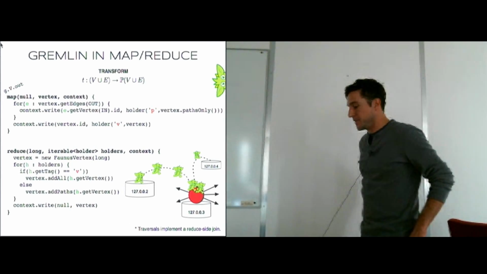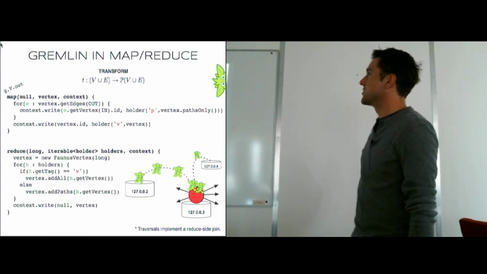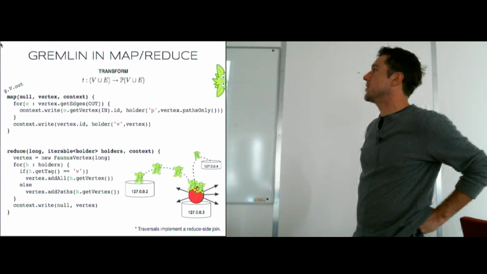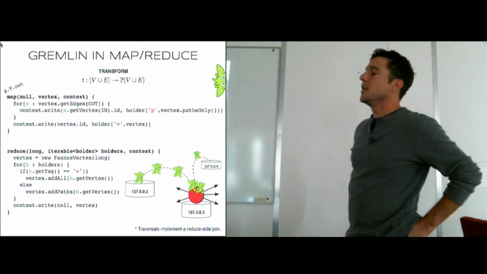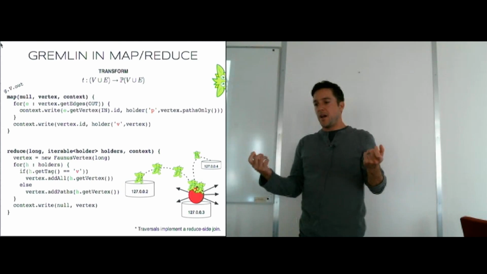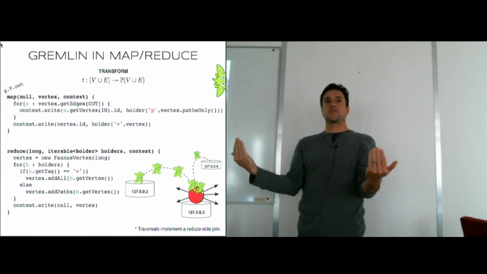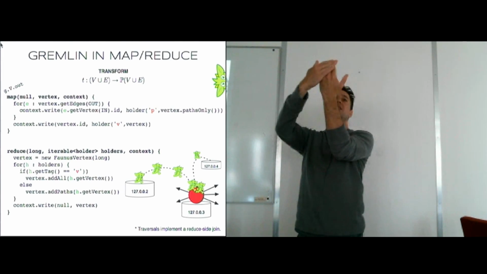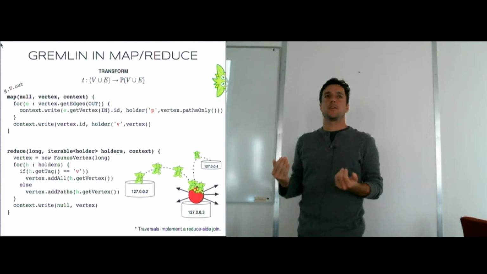This is probably the more interesting of the operations, and this is how you do a traversal. A traversal in MapReduce lingo is called a reduce side join. A join operation is where you have two independent data structures, and I need to figure out some predicate by which I can say that this data structure intersects with this data structure.